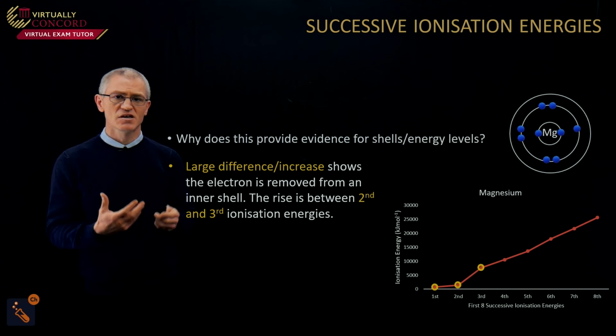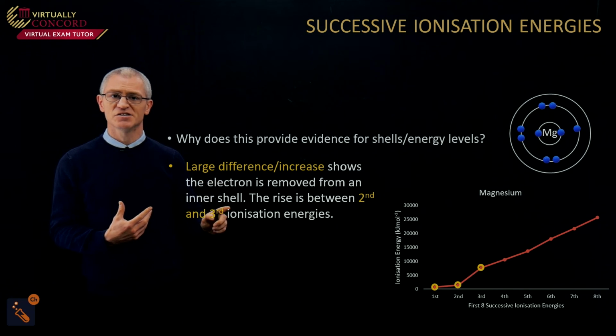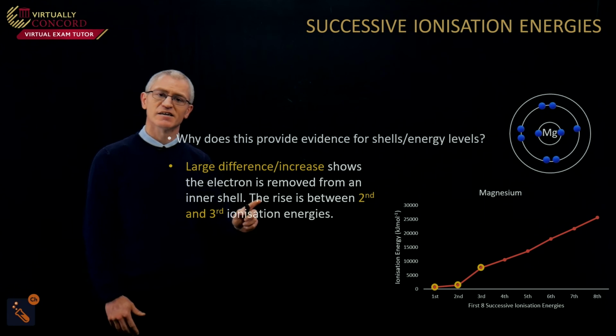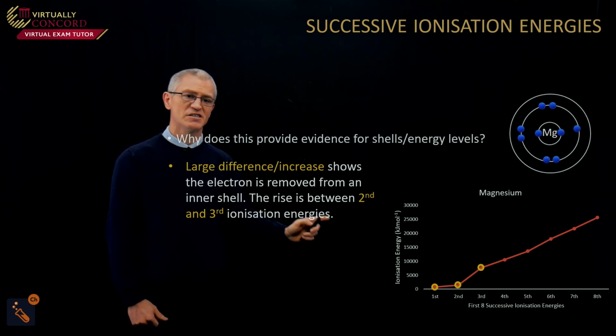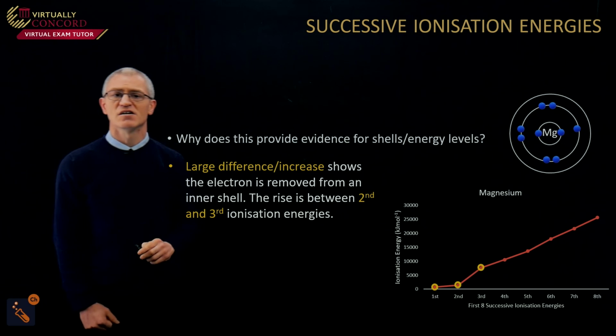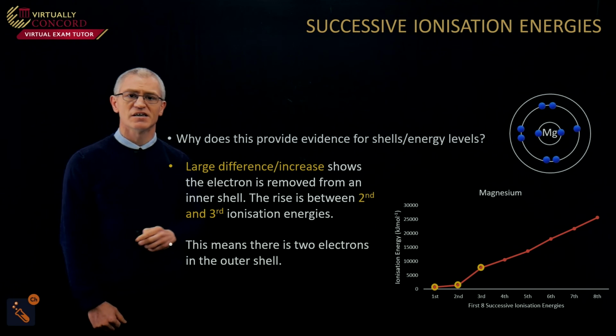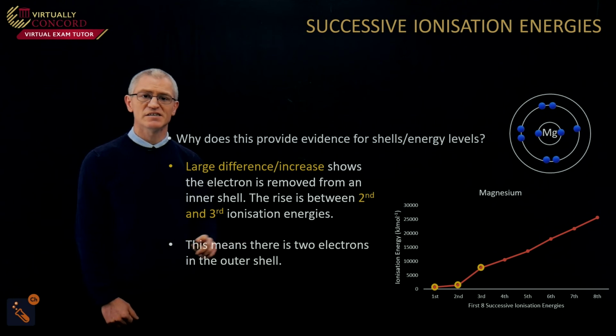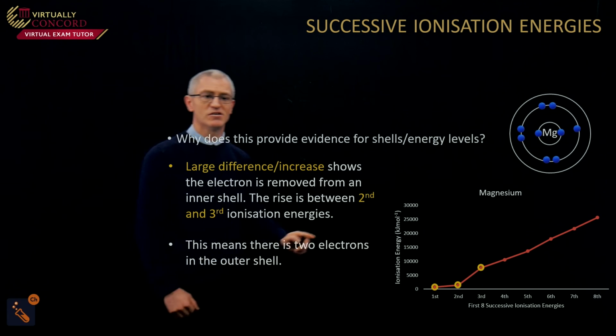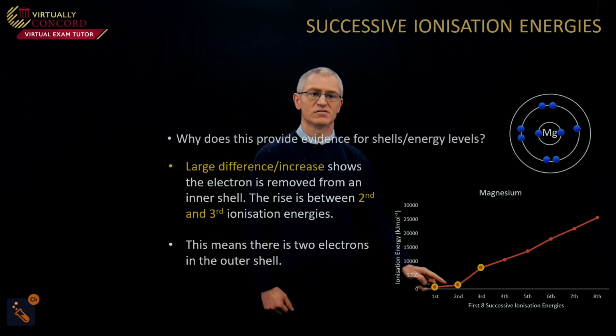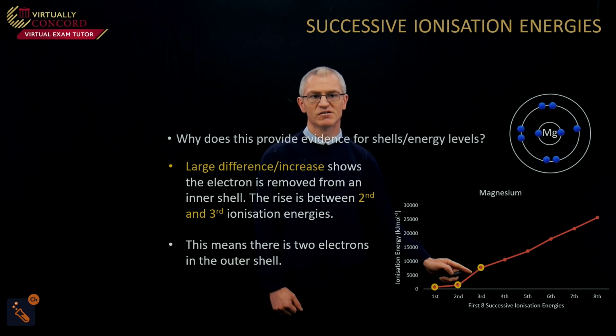So that large increase shows the electron is removed from an inner shell. And then, this is more of an exam technique thing, tell them where the rise is. Well, the rise in this case is between the second and the third ionisation energies. This is important for later: this means there are 2 electrons in the outer shell, because notice, no big rise. So that means with first and second I've removed 2 electrons. They must be from the outer shell. Then a big rise.